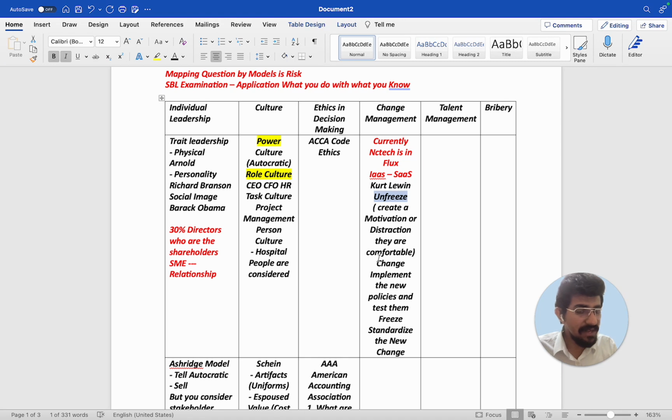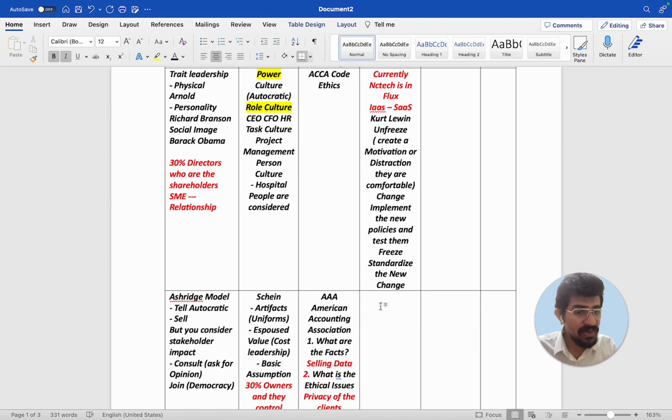Unfreeze, create a distraction, like explain to them, educate them, give some ideas to them, then change their perspective, then freeze them. So effectively, this will be a development in point of change management. And then, students, the other one is force field analysis. So I'll just write down here: force field analysis.